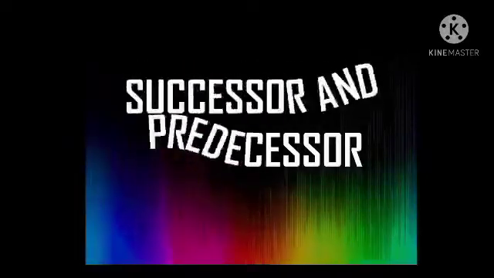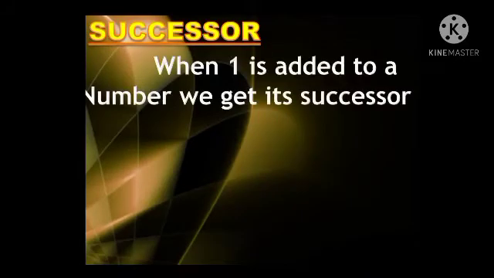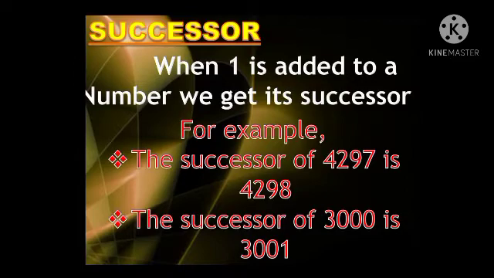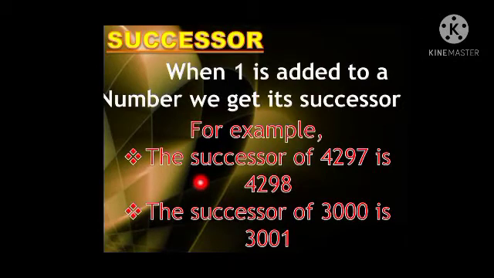First, let's recall what is meant by successor and predecessor. Students, successor is nothing but when 1 is added to a number, we get its successor. For example, the successor of 4297 is 4298. To find the successor of the given number, you have to add 1 to that number. 4297 plus 1 is 4298. Therefore, the successor of 4297 is 4298.